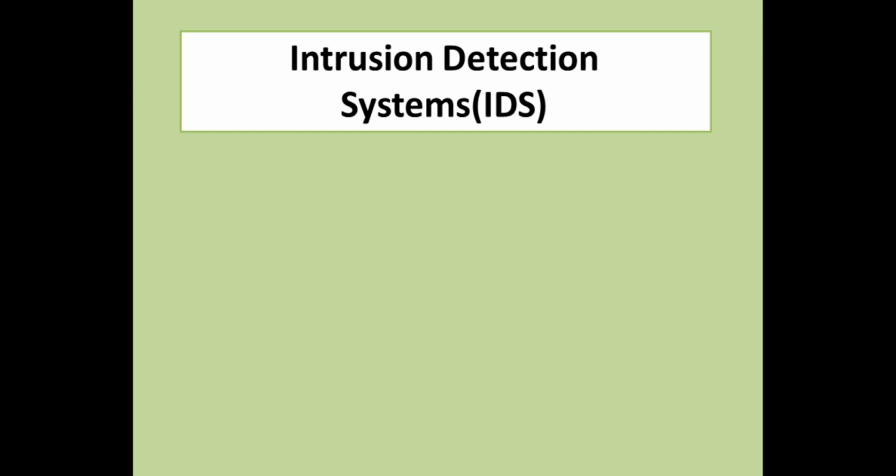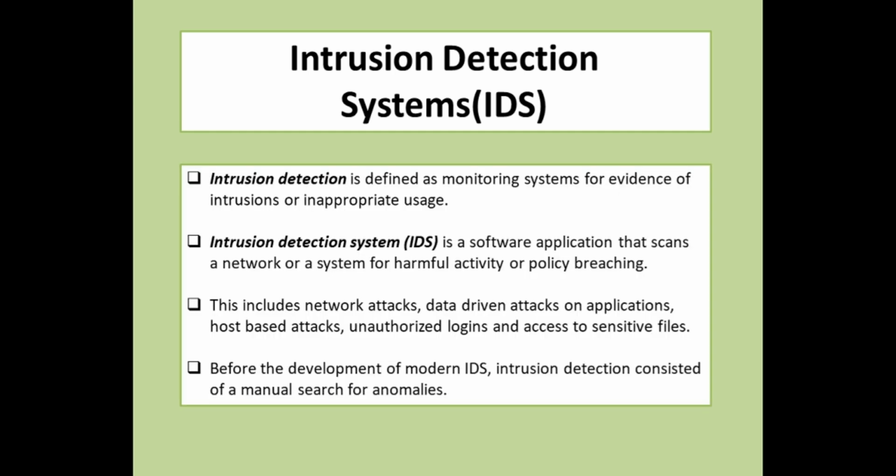Let's see in some detail what intrusion detection systems are. We saw that intrusion detection is defined as monitoring systems for evidence of intrusions or inappropriate usage. An IDS, or Intrusion Detection System, is a software application that scans a network or a system for harmful activity or policy breaching. Some examples can be network attacks, data-driven attacks on applications, unauthorized logins, access to sensitive files, and so on. Before the development of modern IDS, intrusion detection consisted of a manual search for anomalies.